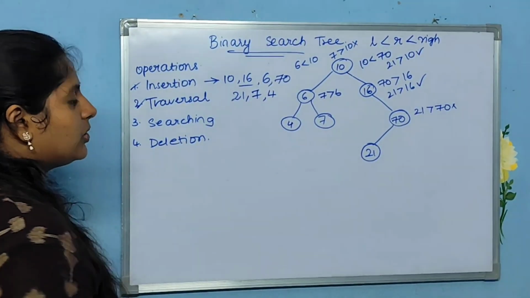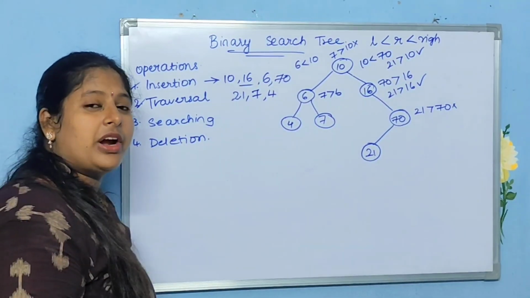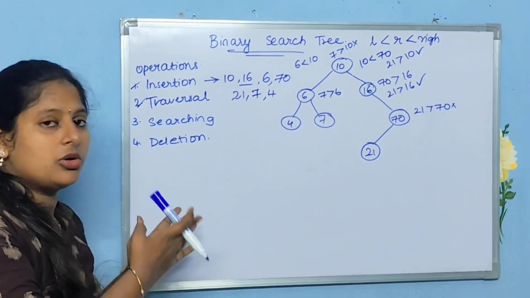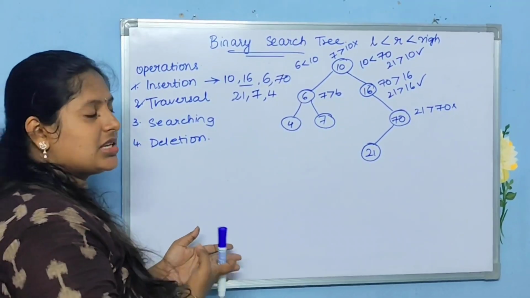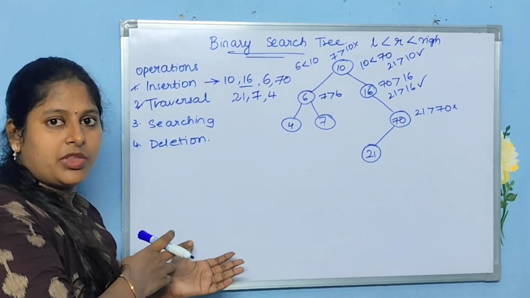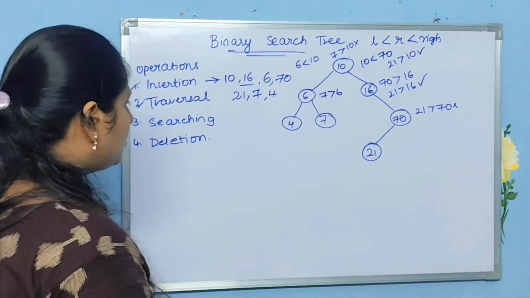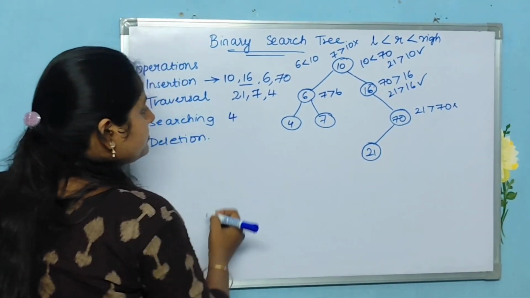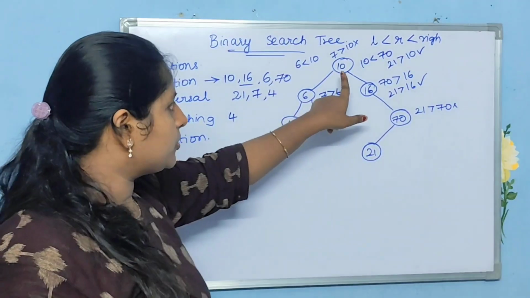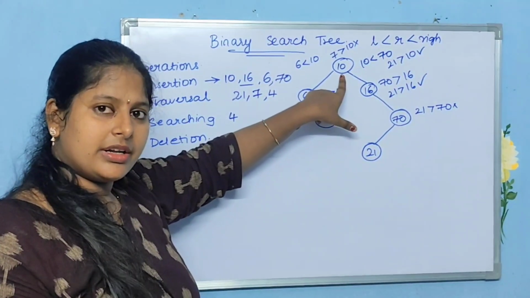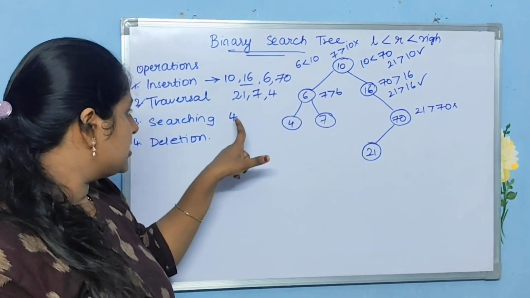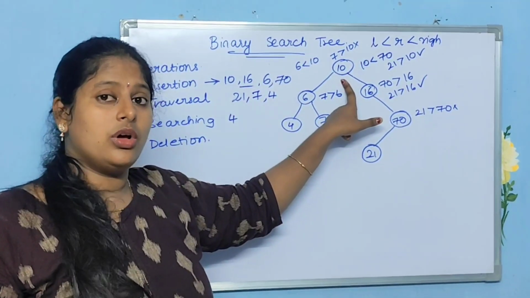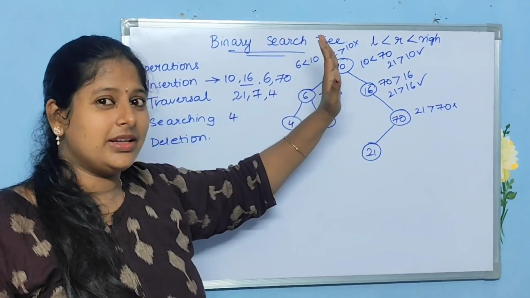Now searching. What is meant by searching? Trying to find an element in a particular tree. Then it's just like the binary tree. Suppose you want to search for the element 4. First you go to the root node. Is the root node greater than or less than the search element? The root node is greater. So in which way do you have to find the element?